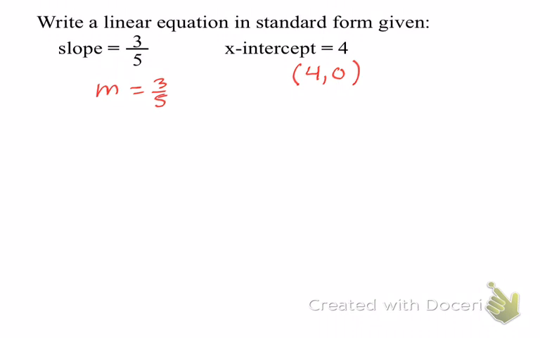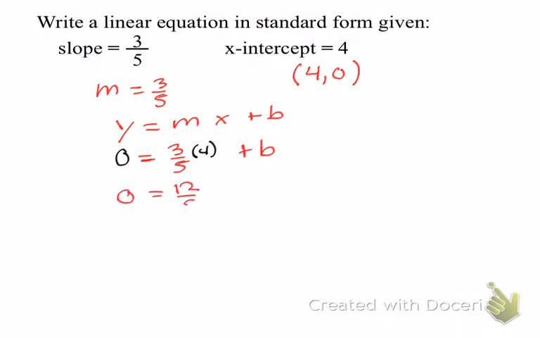I have a point. We go to y equals mx plus b. I'm going to substitute the y with what, guys? 0, and the x with 4, plus b, and then I solve for b. So I get 0 equals 12 over 5 plus b.